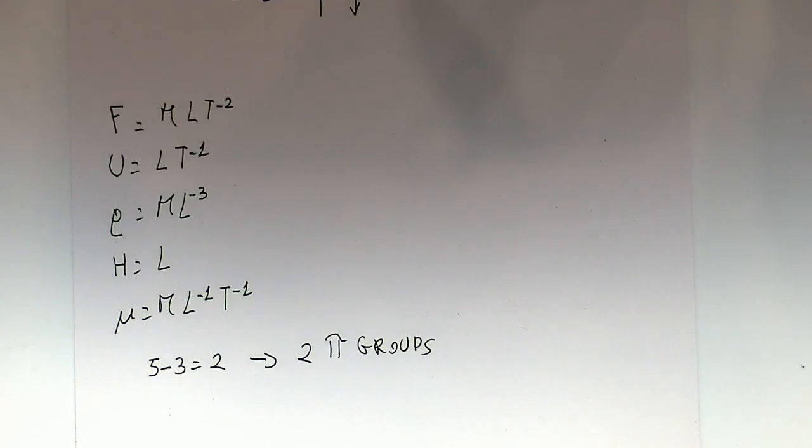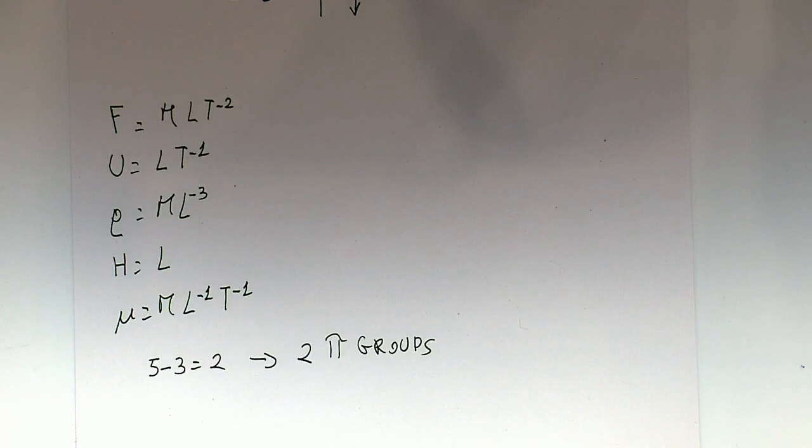Step number 4, choose repeating variables. How to choose the repeating variables? The key idea is that we have to choose repeating variables to be the simplest possible variables of the problem. What do I mean by simplest possible variables? I mean variables with the possible least number of dimensions. Let's be practical. I can say that I want the force F to be a repeating variable.